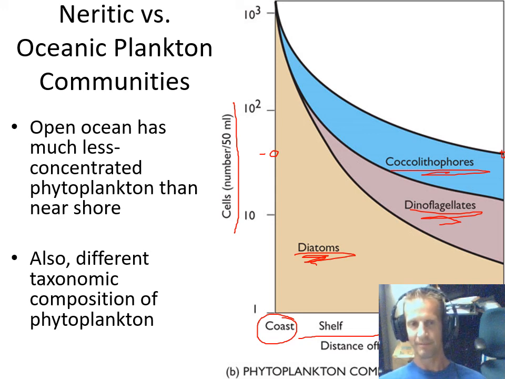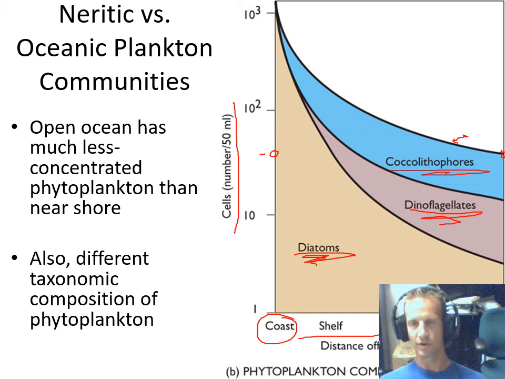But cyanobacteria would be another type of plankton that you might find, both near shore and offshore, but different types of cyanobacteria would live in these different environments. So there's some interesting trends in the species composition of plankton from near shore to offshore.